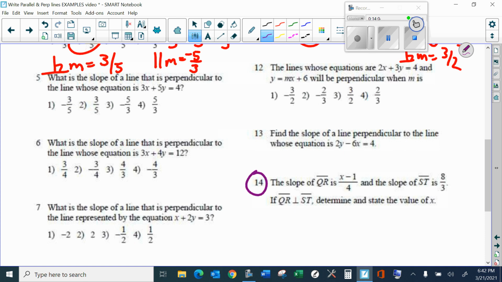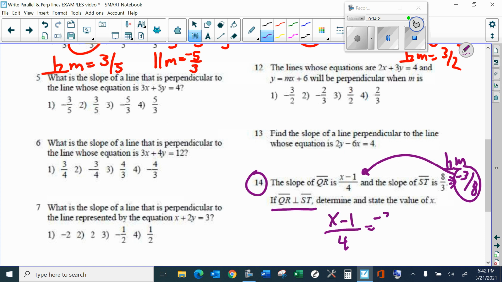The slope of QR is this. The slope of ST is 8/3. If they're perpendicular, which means the slopes are negative reciprocals, then the negative reciprocal of 8/3 makes it negative 3/8, which is the perpendicular slope. So I have to set that equal to the x minus 1 over 4. So x minus 1 over 4 equals negative 3 over 8.